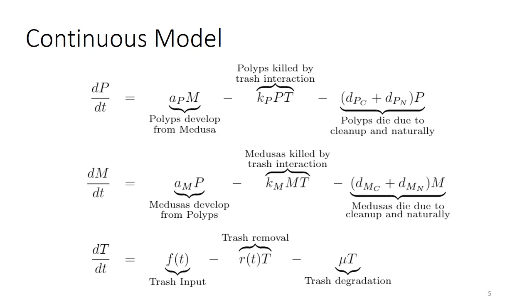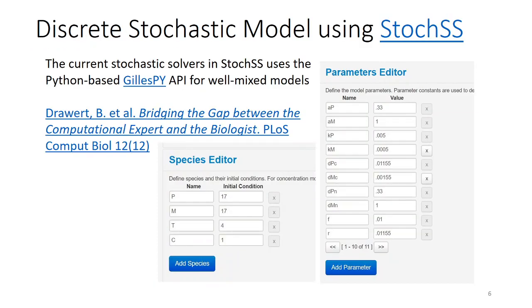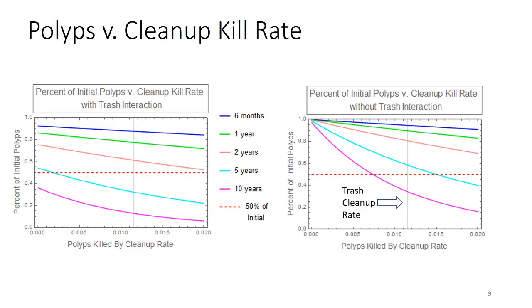Yeah, do you have it? Yeah, the polyps are killed less if you include the trash interaction. I think it was no. Including this far left here. This far left here is if there's no killing by cleanup, you would still have the trash decreasing the population. But if you remove the trash, then you reduce the kill of the medusa and the polyps.